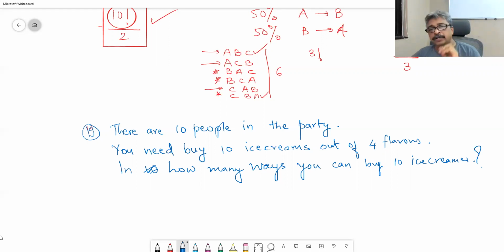Is the question clear? You are sent to the ice cream shop where there are only 4 flavors and infinite supply. No problem. If you want all 10 ice creams of one flavor, they are available in all the 4 flavors. In how many ways can you bring 10 ice creams home?